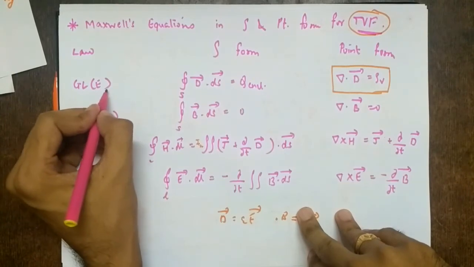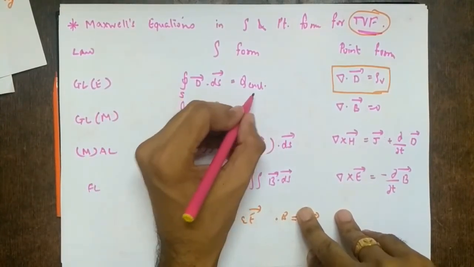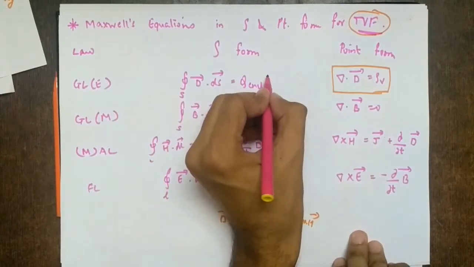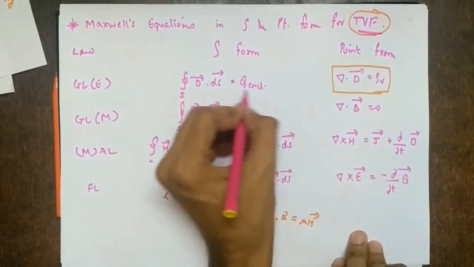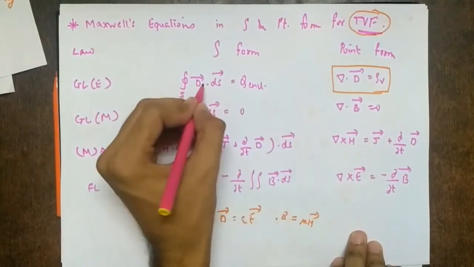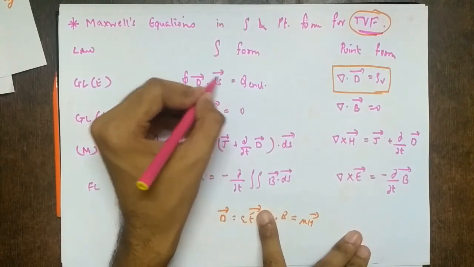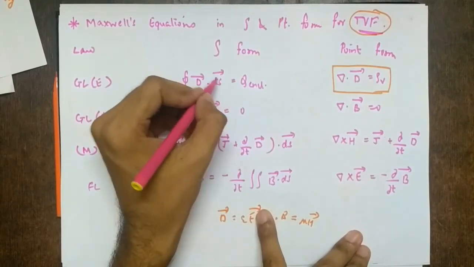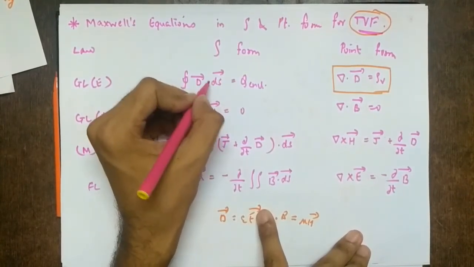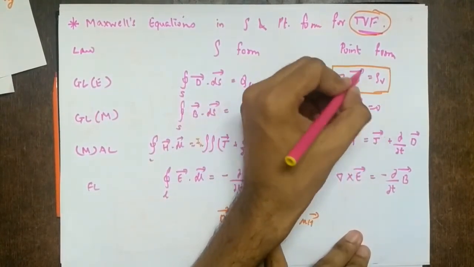So Gauss law for electric fields: closed surface integral of D vector dot dS vector is Q enclosed. Then you apply the divergence theorem on this. You write Q as the volume integral of rho v dv. Then this is a volume integral, this is a surface integral, so you cannot equate. So what you do? You convert the surface integral to a volume integral using the divergence theorem, right? So both are volume integrals, then you can equate. So you will get del dot D vector is rho v.